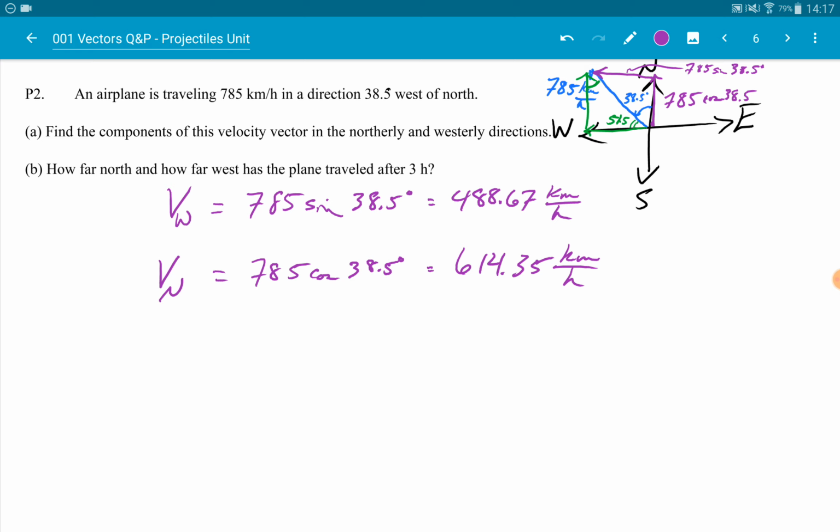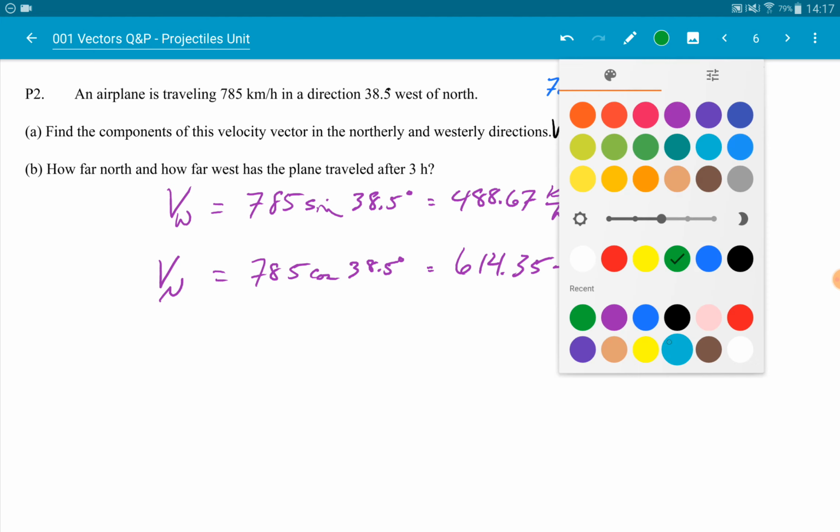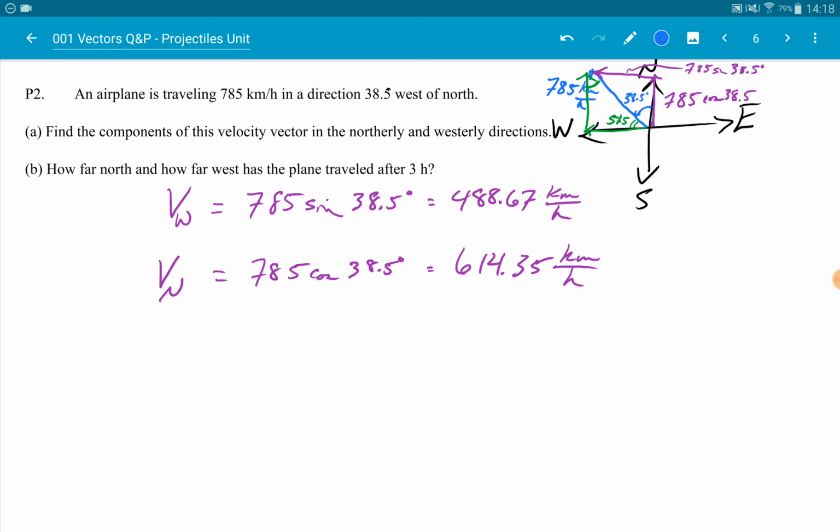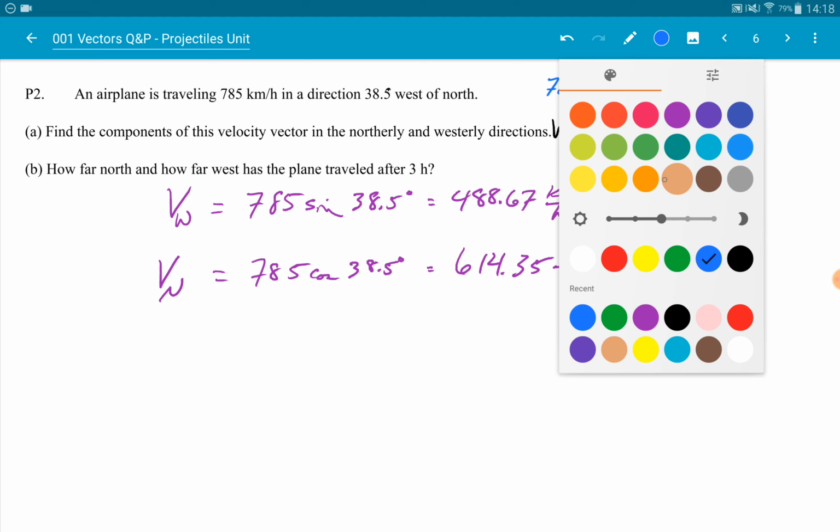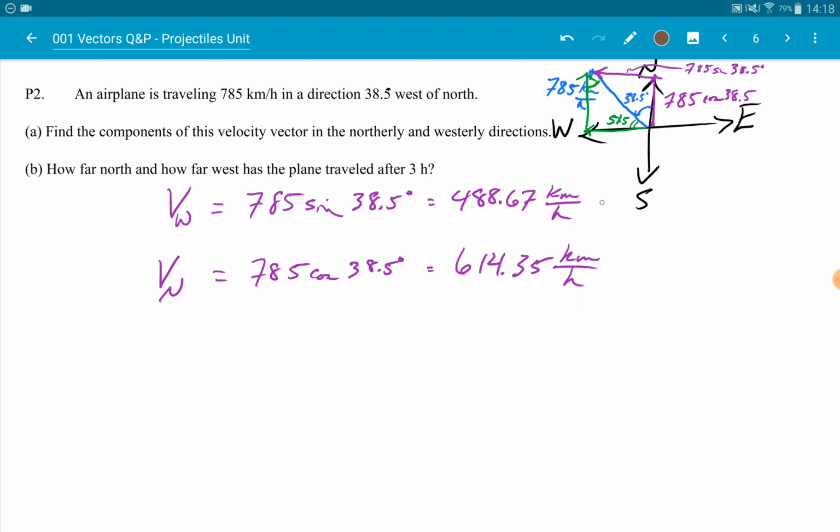Anyways, find the components of this velocity, did that. How far north and how far west has the plane traveled after 3 hours? Well, check it out. It's this many kilometers per hour, so if I take these things, let me do that in a different color here. Well, not green because I did green up there, not purple, and blue is the original vector. I'll do brown. Okay, brown's safe. If I take this and multiply that by 3 hours, that's 3 hours over 1. The hours cancel out, and I'm left with kilometers. And that totally works. And I multiply that one by 3 hours as well, and the units cancel out, and that's exactly how that works.